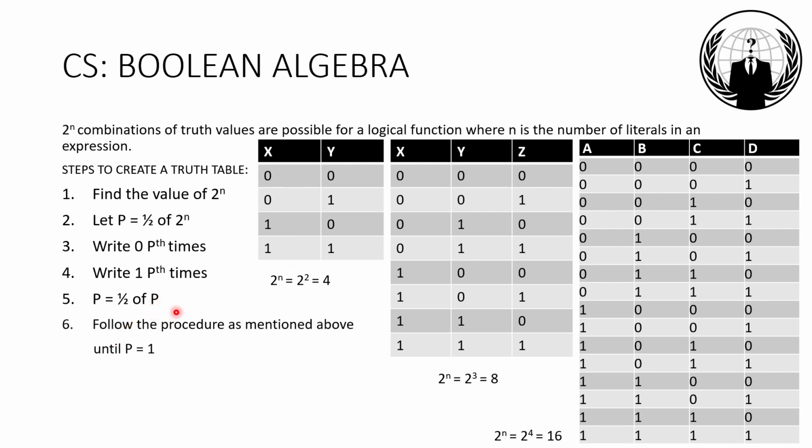Now again halve the value of p, then it would be 1 in this case. So 1 time 0, 1 time 1. We have to do this until we get the last column as 0, 1, 0, 1, 0, 1, as you can see in all these cases.